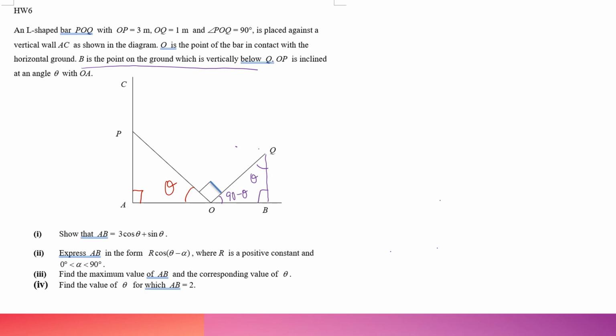You should be able to do it. I have confidence that you can do it. And then OQ is 1 meter. You can just put in the data there. OP is 3 meters. So please challenge yourself, do these questions on your own.